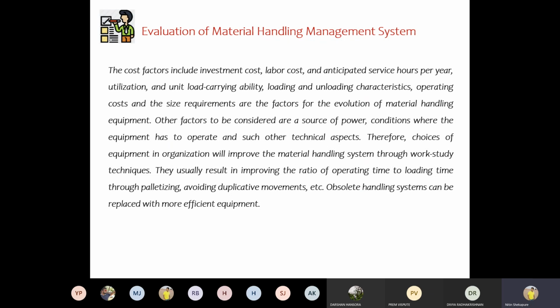And last but not the least, the material handling system can be replaced with more efficient equipment. So upgradation of your equipment is very, very necessary. If some of the equipments are out of order, or you started feeling that you are not getting the best output, or you are using very old techniques which you adopted long back and you are still using it, it is not going to help you anymore.